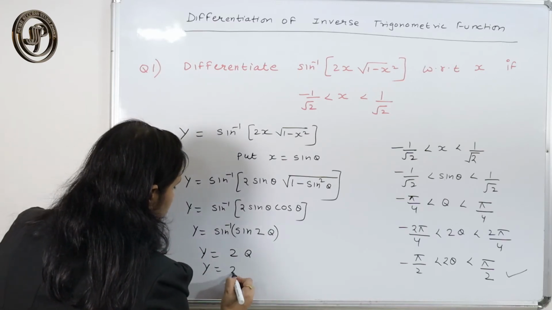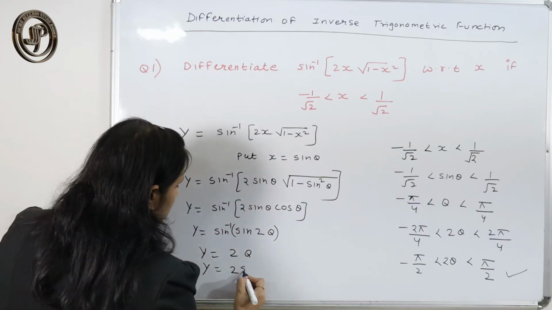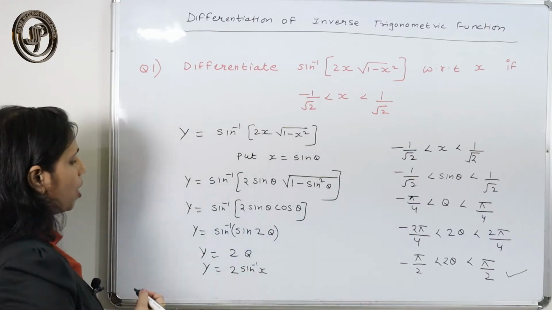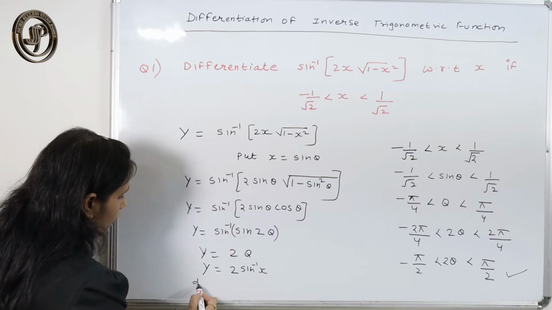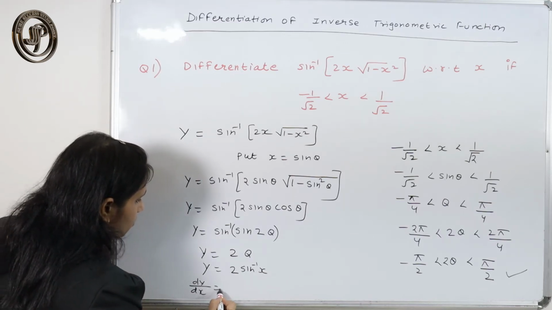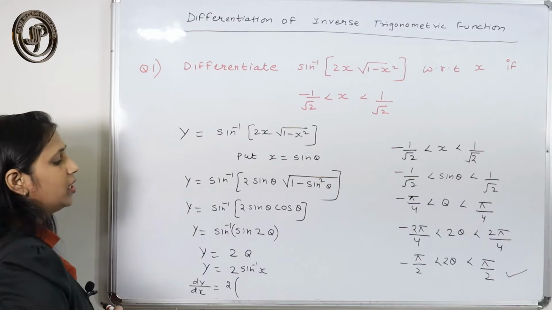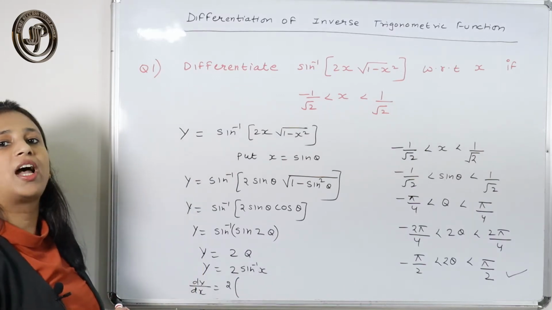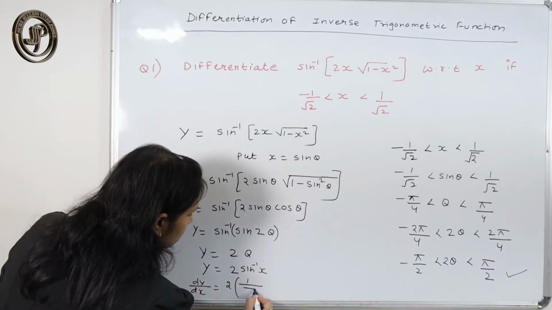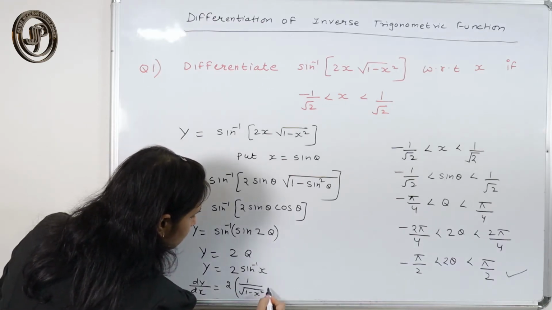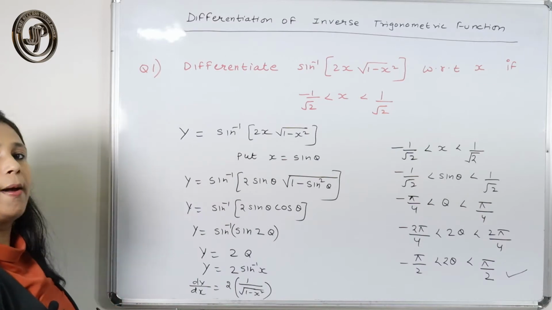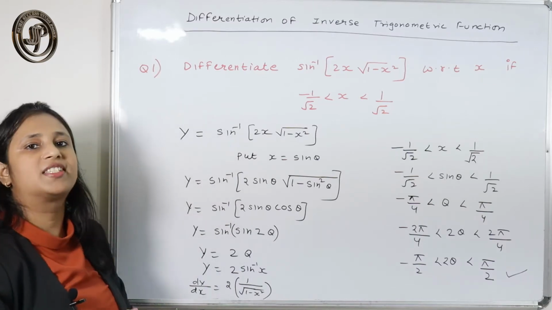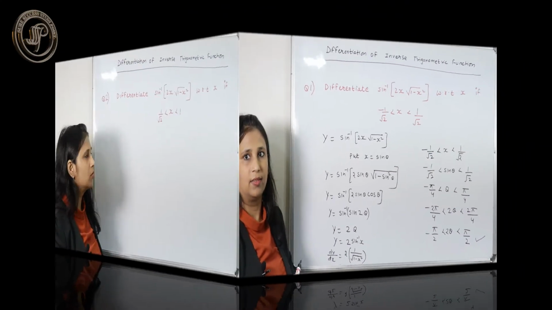Now y is 2 theta. What is theta? Sine inverse x. Now you have to do the differentiation part. So dy by dx will be 2 times the differentiation of sine inverse x. This is 1 upon under root 1 minus x square, which is the differentiation of sine inverse x.